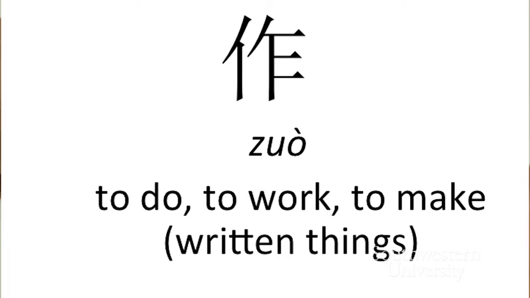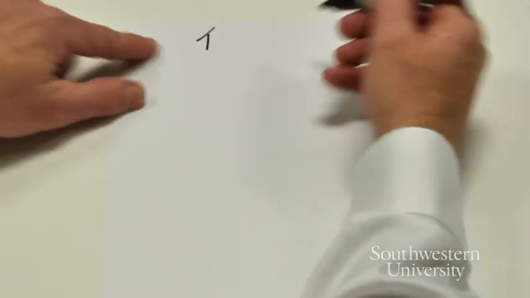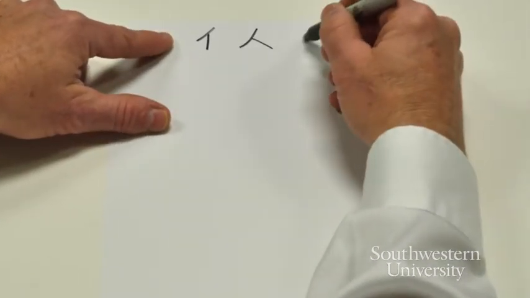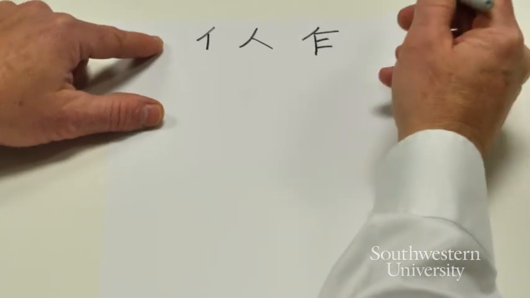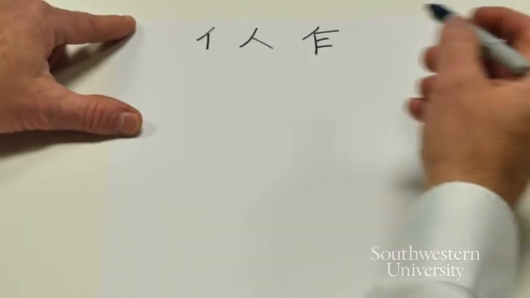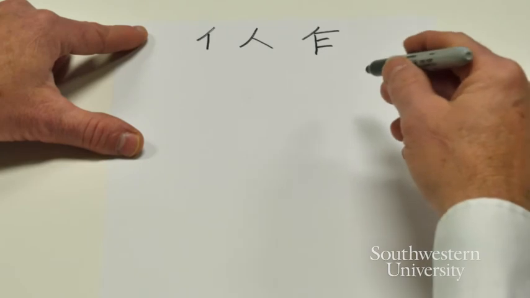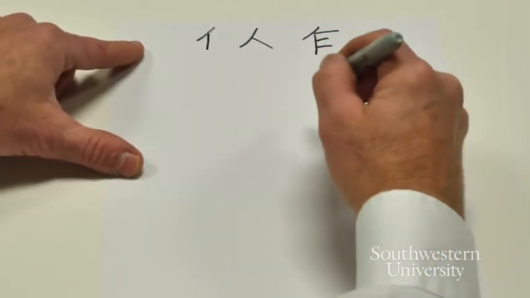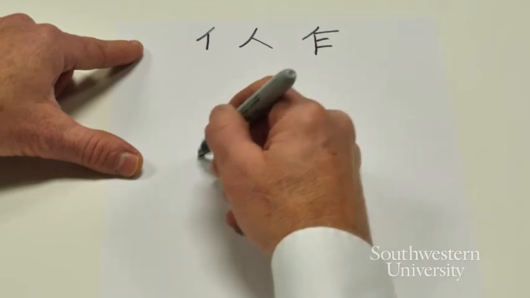The next one, zuo. We have the ren zi pang, the person radical, and then the left-hand side is zha, which is phonetic. I do not recall what that comes from, if it's even known. I think there's some speculation. So we have the ren zi pang here.